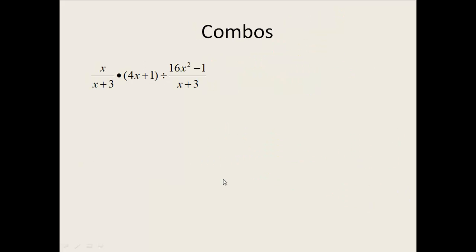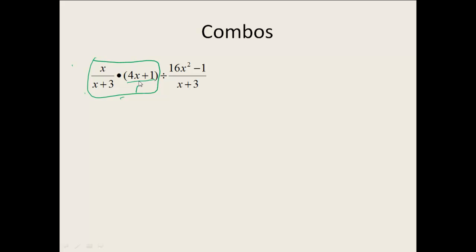Okay, here's a combination problem. So it's got multiplication and division in it. Now we still follow our order of operations for these problems, and keep in mind that multiplication and division are of equal importance, so we have to go left to right. So you are going to do the multiplication first on this particular problem.